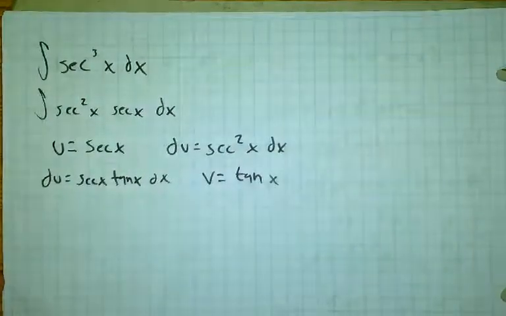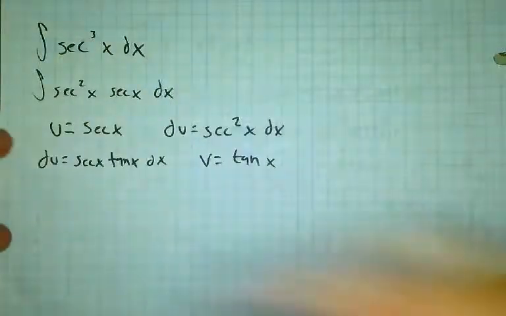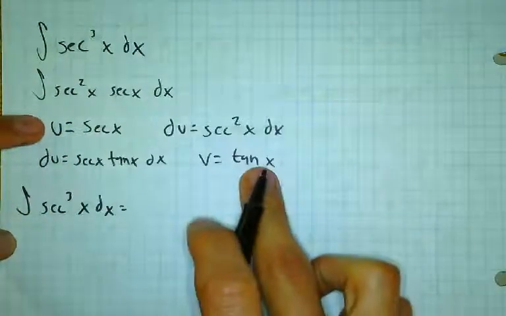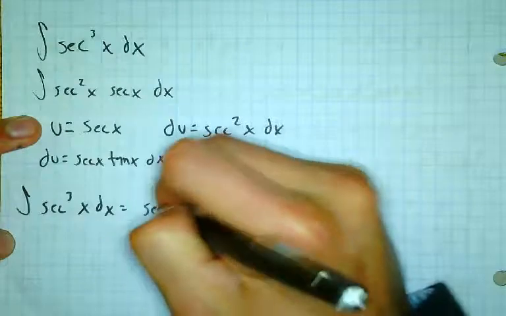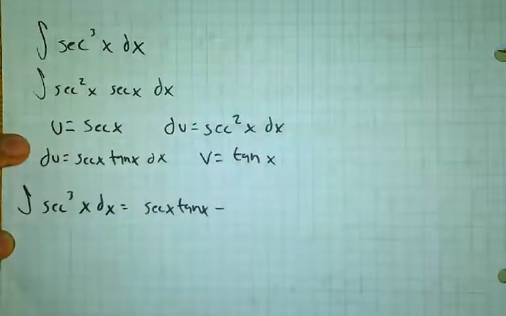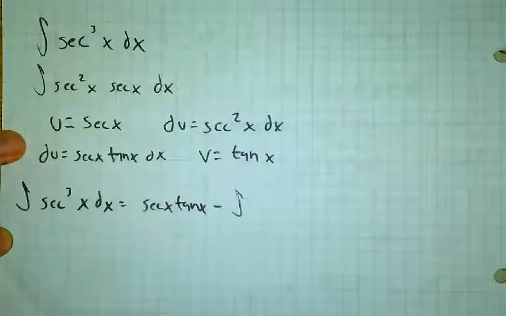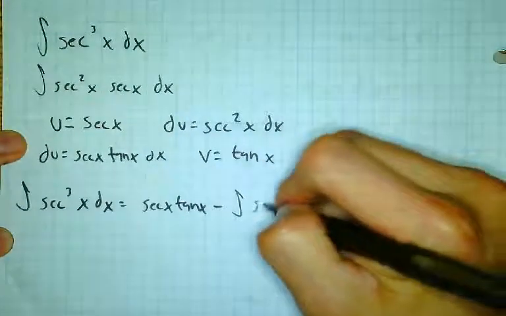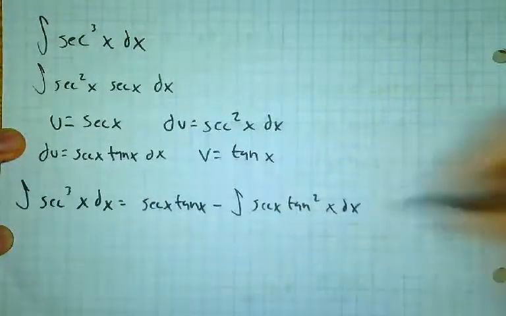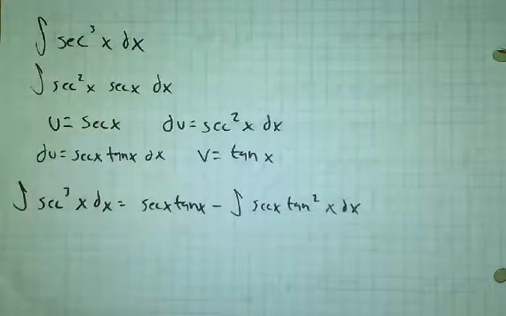Agreed? So according to integration by parts, we're going to say then that the integral of secant cube x dx is equal to u times v, which is secant tangent, minus this times that, right? So the integral of what? What do we got? Secant x tangent square x dx. Right? And now what?